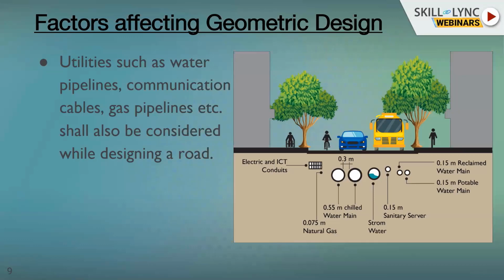While initially designing itself, you should have sufficient depth from the top of this upgrade to the top or invert of this stormwater or water main. So these are the things which basically govern you while designing the road. Okay.